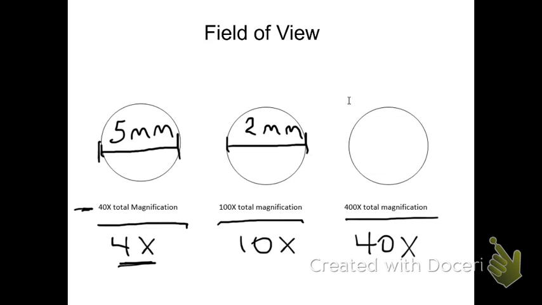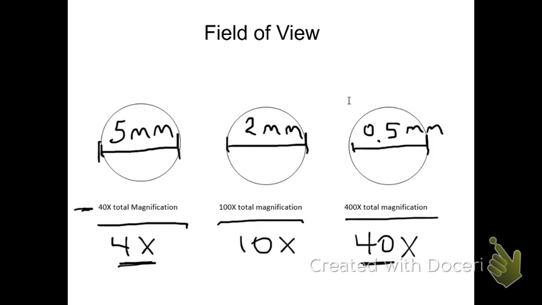And then that ruler is still there, and you turn up to the 40x objective, and you look, and how much of the ruler can you see from edge to edge? And what you're now going to see is only half a millimeter. Okay, very small.